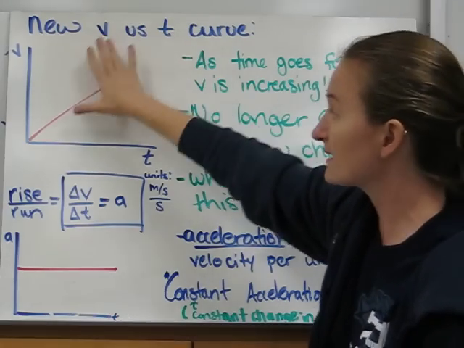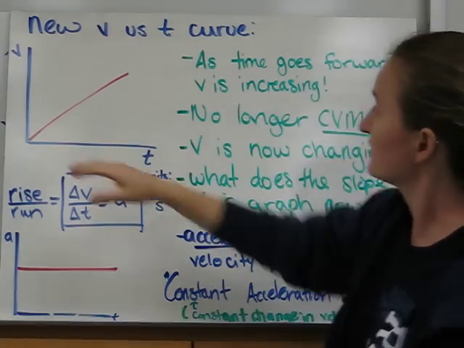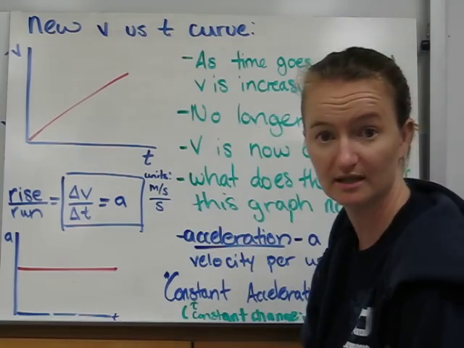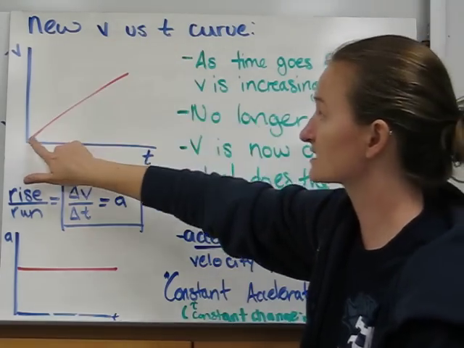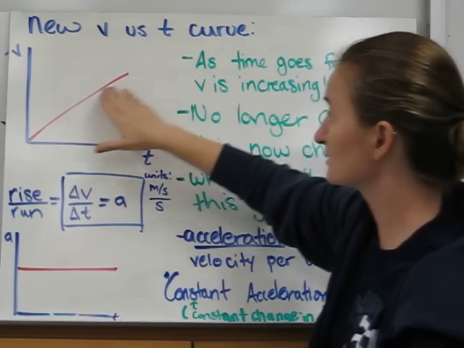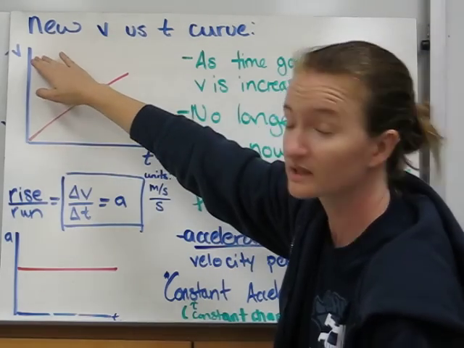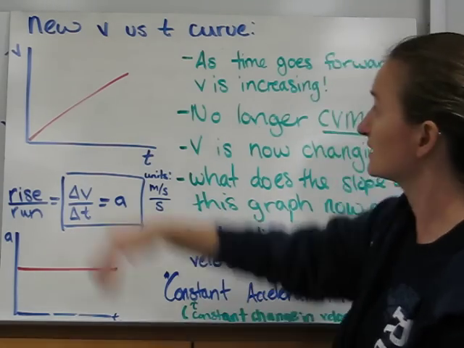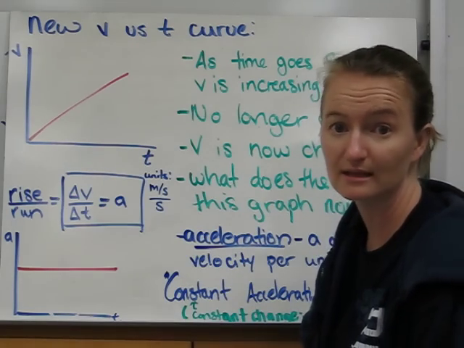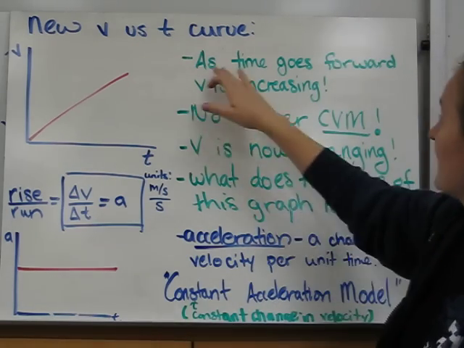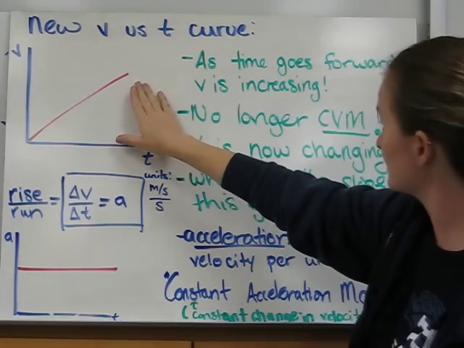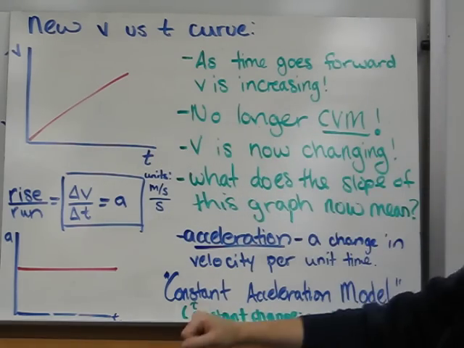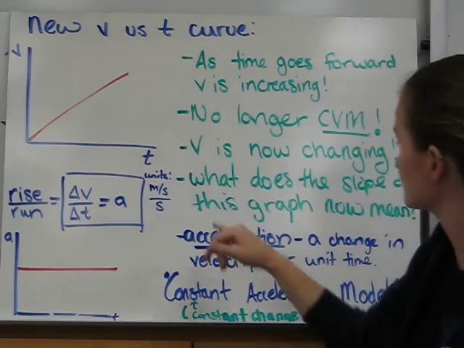So now we have a new v versus t graph. This new v versus t curve is now going to be a diagonal line. It's no longer going to be flat lines, and it's going to show that the velocity starts possibly at 0 and goes to some higher value, or it could start at some higher value and slow down and go to 0. It can now change, but it will still always be straight lines in the v versus t graph. As time goes forward, v is increasing in this graph, so this is definitely no longer the constant velocity model. We're now talking about a changing velocity.